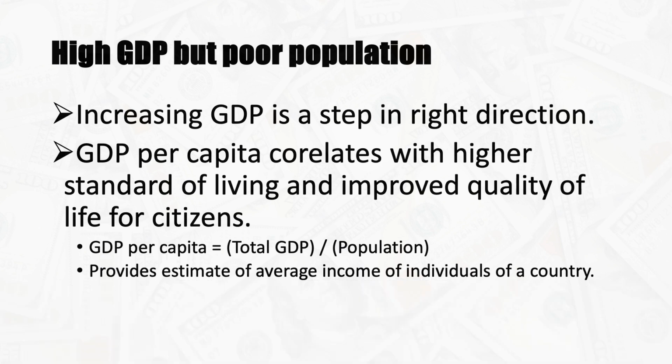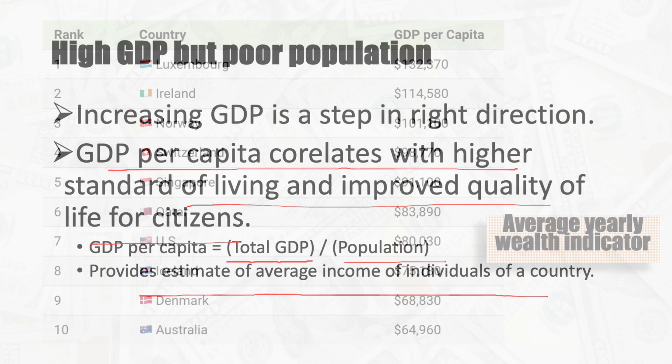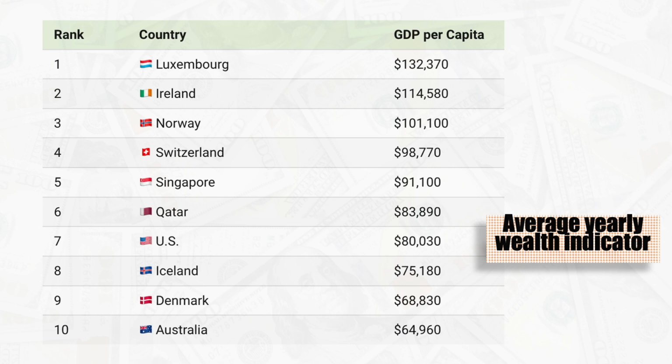Higher GDP but poor population. Increasing GDP is a step in the right direction, as I indicated earlier, but GDP per capita is what translates to a higher standard of living and improved quality of life for citizens. How do we calculate GDP per capita? We take the whole of the GDP and divide it by the population. So it provides an estimate of the average income of individuals of a country. These are the countries listed in descending order with respect to GDP per capita.